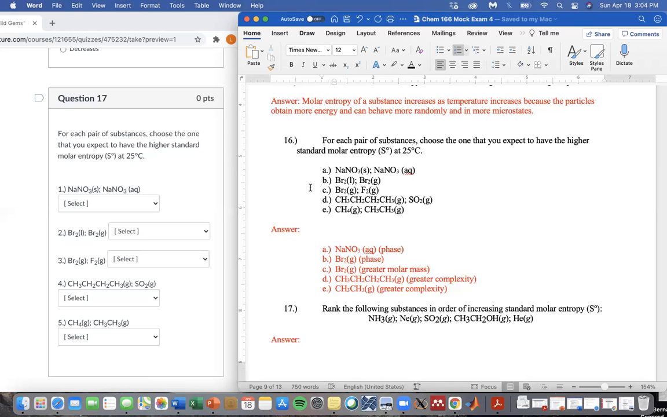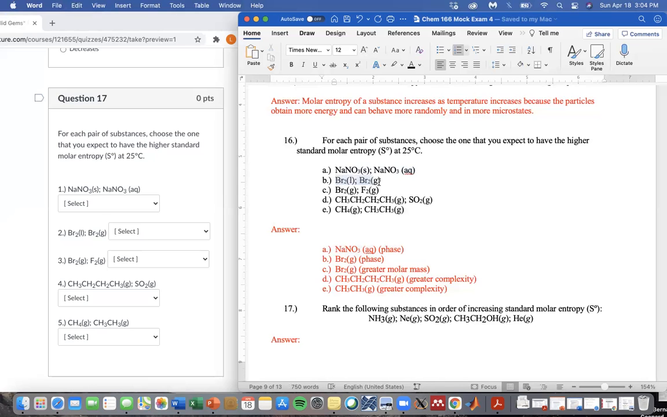So this first one here we have NaNO3 solid versus NaNO3 aqueous. Because of this, you'd end up having NaNO3 aqueous having the higher standard molar entropy, because when you have the aqueous, that means it's able to interact with water as well. So it's going to end up dissociating into Na plus and NO3 minus. They're going to interact with water. If you ever see a solid compared to an aqueous, the aqueous is going to have more entropy.